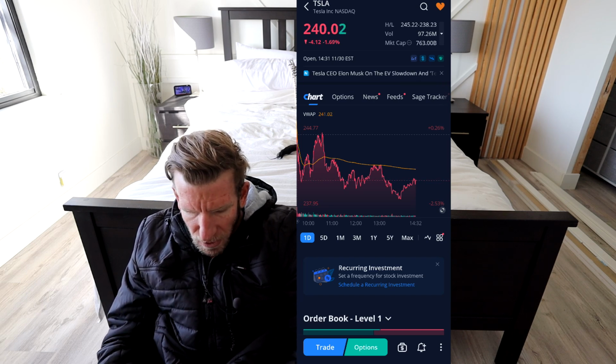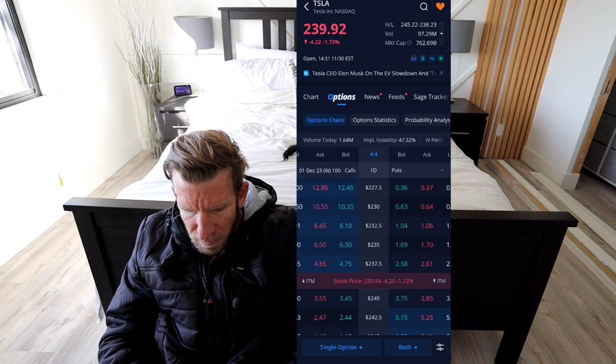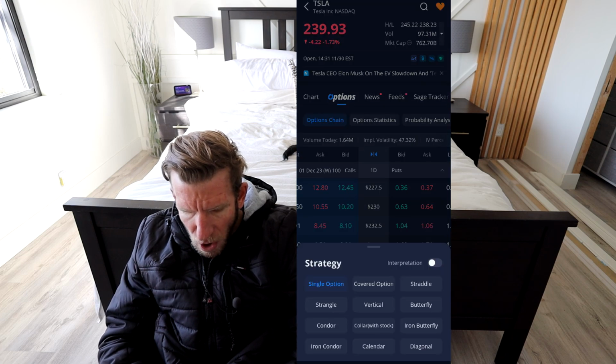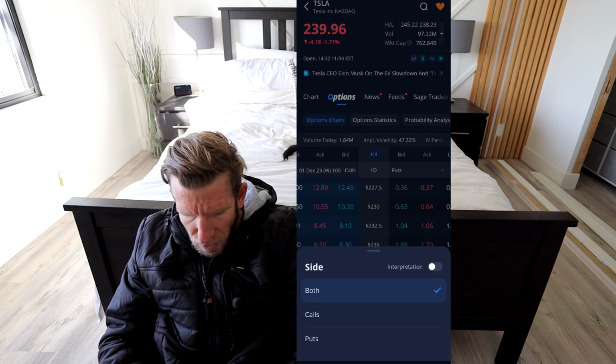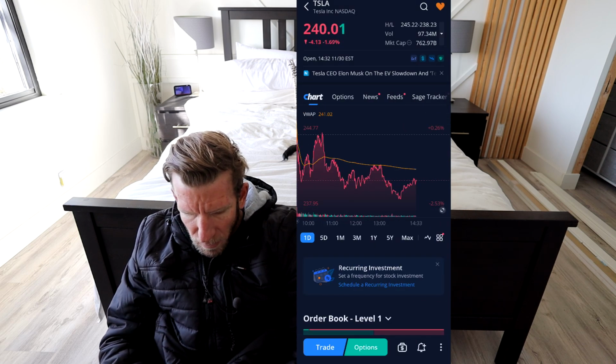So this is where we start to purchase stocks right here. Now you have the option of doing options if you want, single option, both. You can do your puts. You can do all your different strategies right here. You can do both calls and puts. But to be honest with you, I'm not really an options guy. So let's go ahead and hit trade.